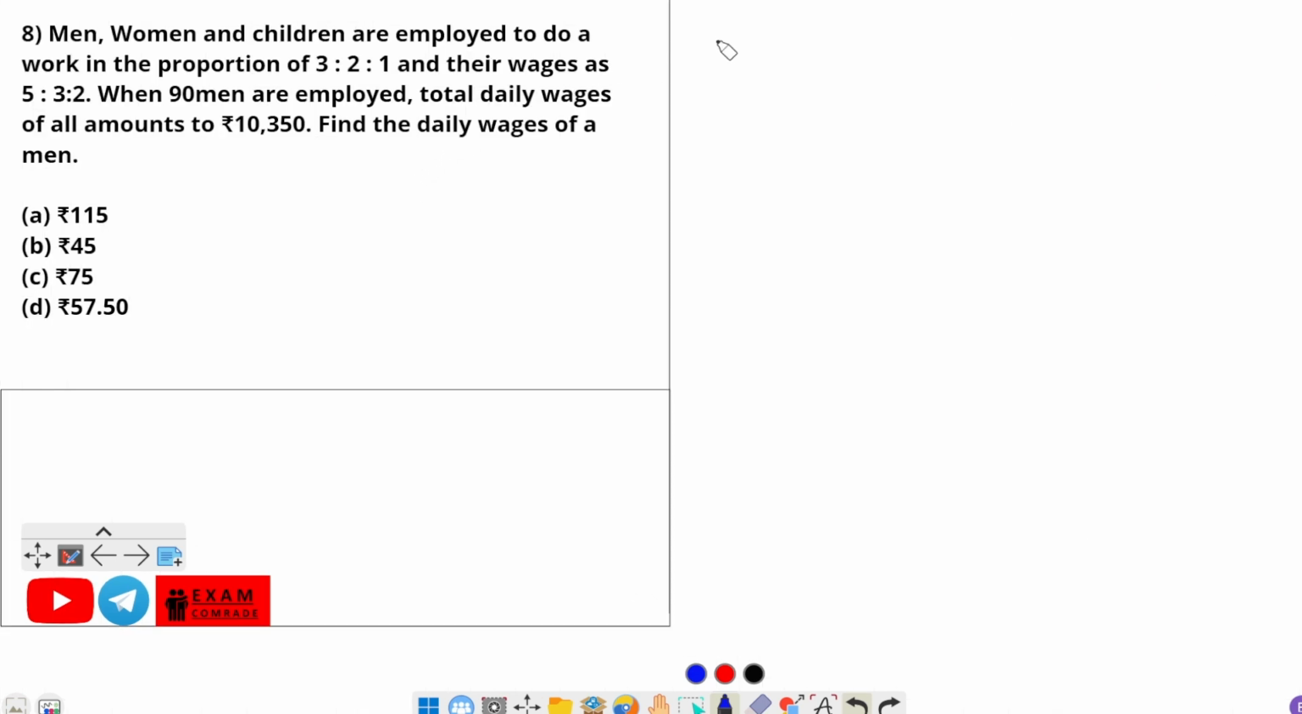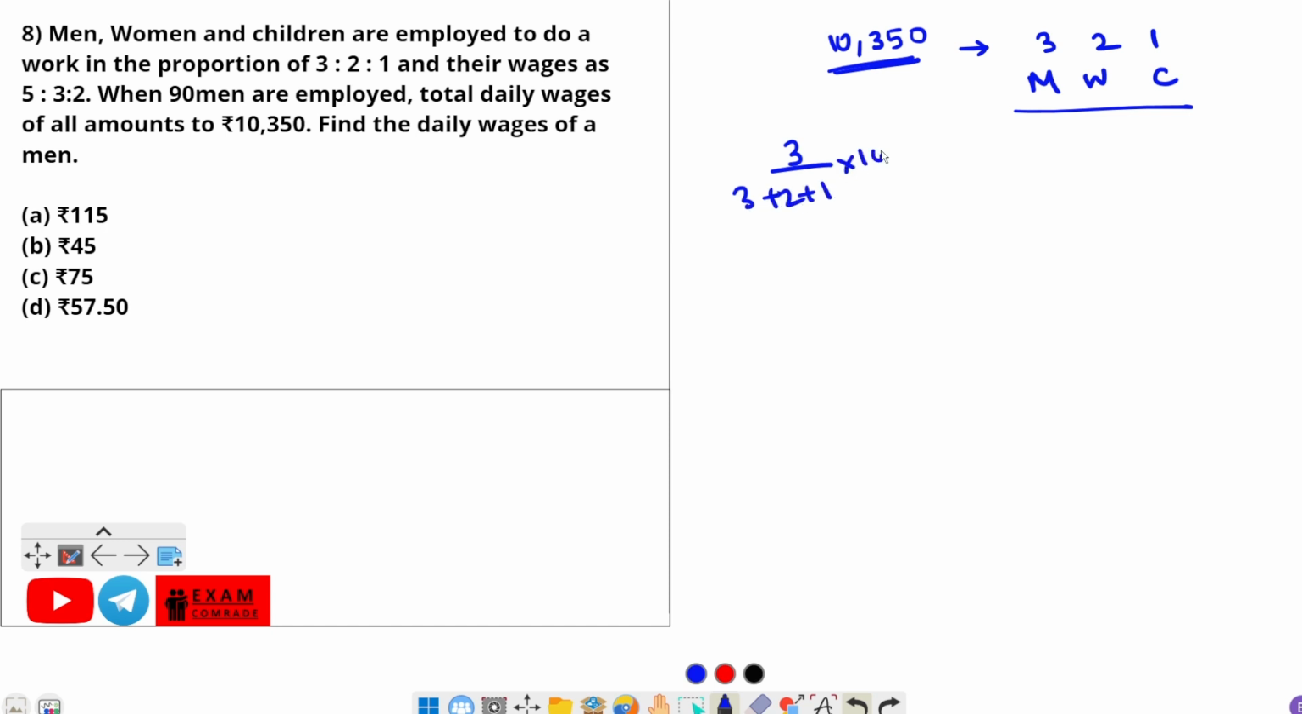In this question, men, women and children are employed to do a work in proportion 3:2:1, and their wages are in the ratio 5:3:2. The total amount is given as 10,350. Okay, this should be split in 3:2:1. 3 is for men, 2 is for women, 1 is for children. Okay, find the daily wages of men. So total wages for men is 3 by 3 plus 2 plus 1 into 10,350. That is half of 10,350, that is 5175.